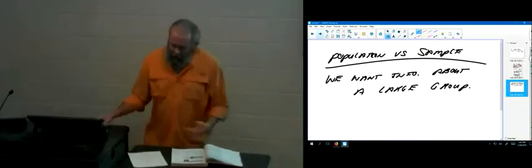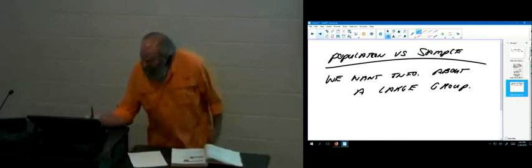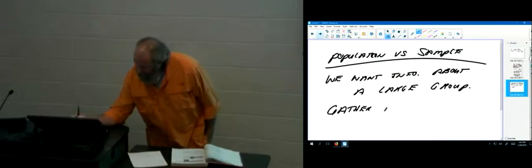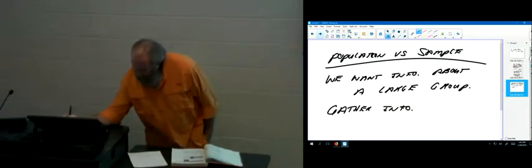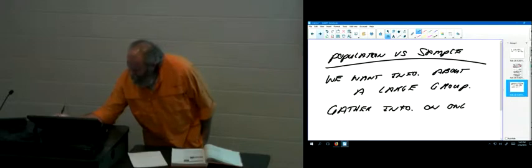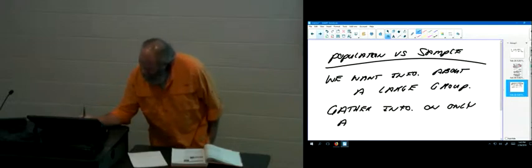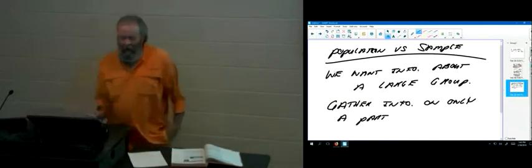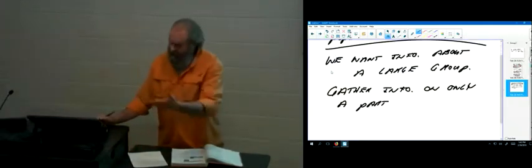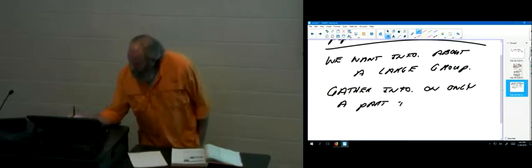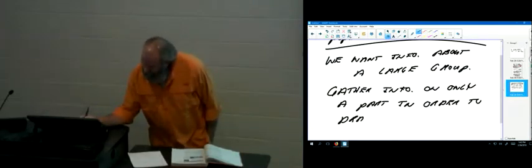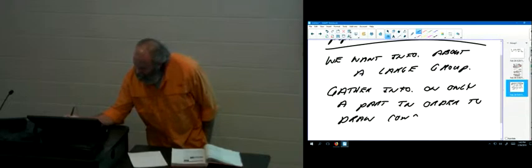All right? So the way it works is like this. We gather the info on only a part. Now, that's not the end of the story. We only gather the info from a part of this large group in order to draw conclusions.